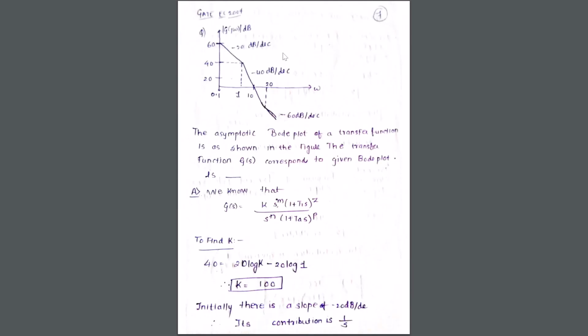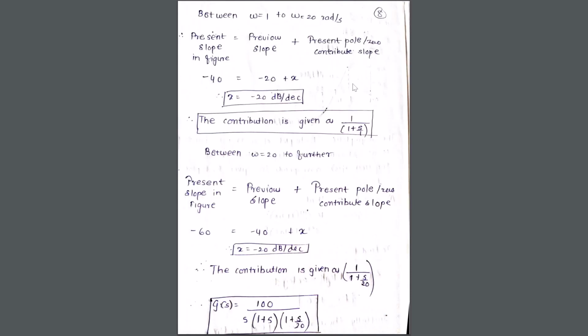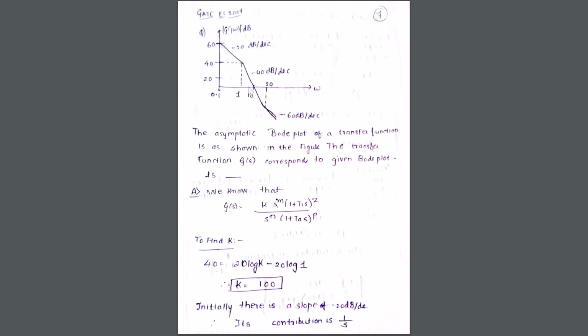What is my previous slope? Minus 20. And what is my contributing slope? I'll get minus 40 plus 20 is minus 20. Hence, since it is minus 20, it is going to be in the denominator as a pole. It is 1 plus s by 1. Why s by 1? Because I'm talking about omega frequency 1 over here. I hope I'm very clear to you.